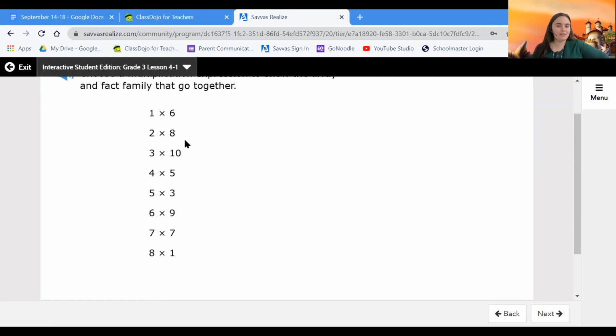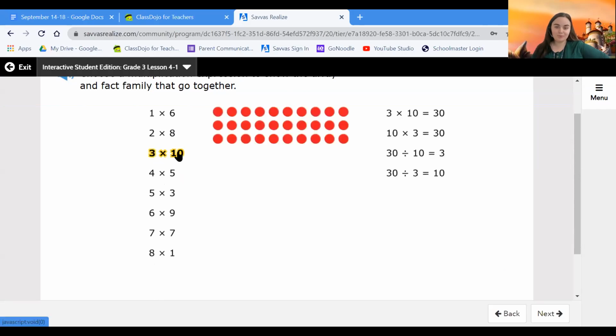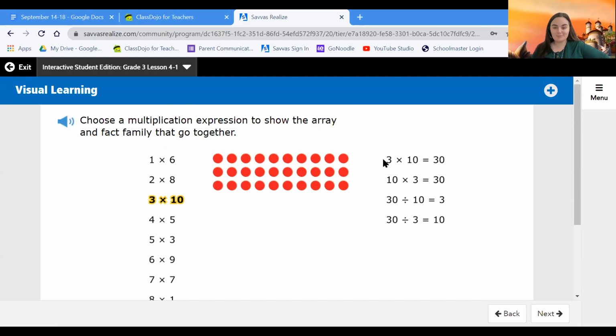All right, what about 2 and 8? Nope, still not having those in the right amount. What about 3 times 10? Ooh, we know that there were 3 rows and 10 in each, right? That's the same as 3 times 10 equals 30, or 10 times 3. Again, you can flip them over for that associative property.